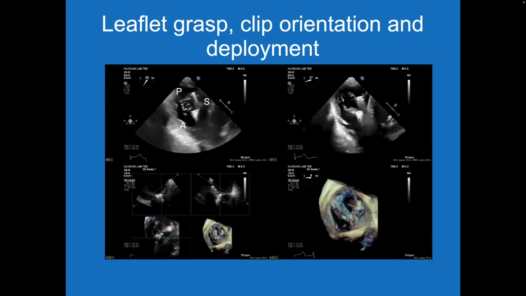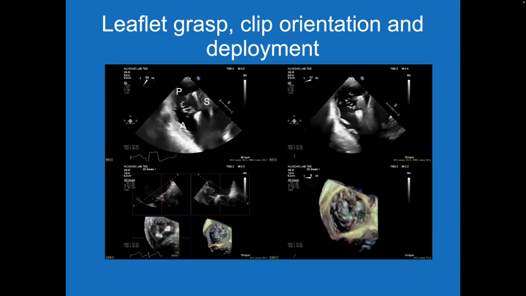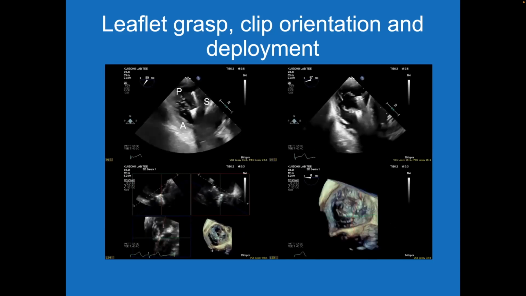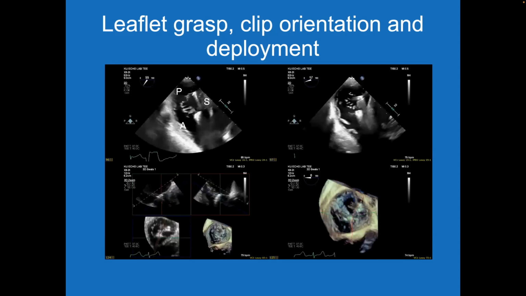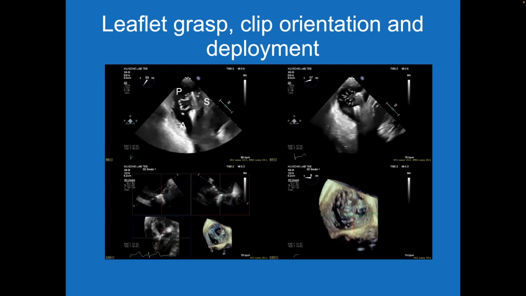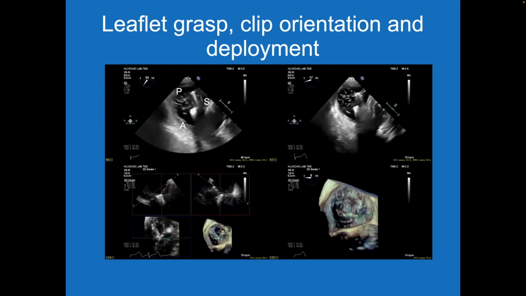If you can't see, the system becomes more complex the more clips you use. The clips are always placed anterior septal to posterior septal, because once you put a posterior septal clip, as you can see from the top right-hand screen, you get a lot of shadowing and you can't see the anterior septal as well, but you can see both clips in these views.